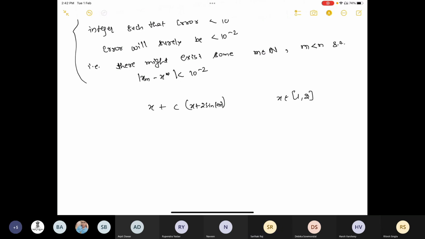For that c I have told you the trick: you need to take the derivative, go to the exact root and find some neighborhood. I tried it, but I couldn't figure it out.